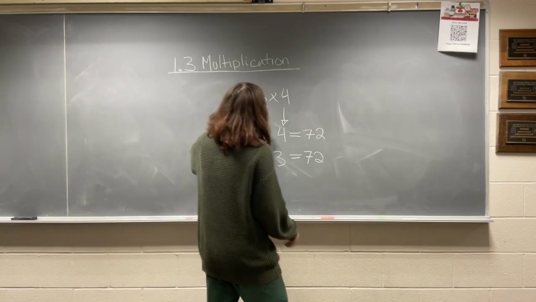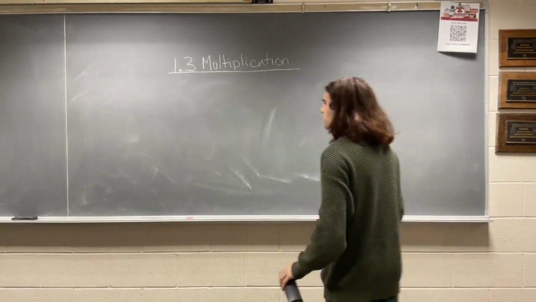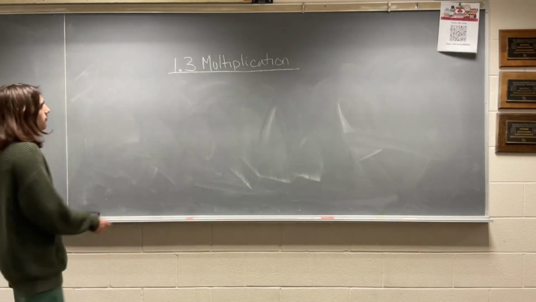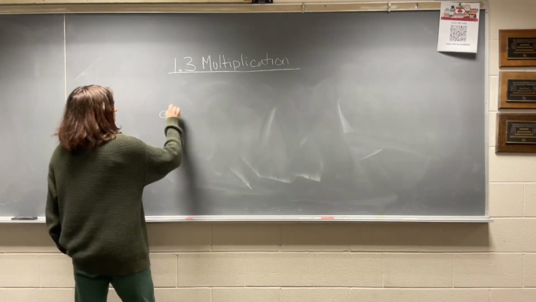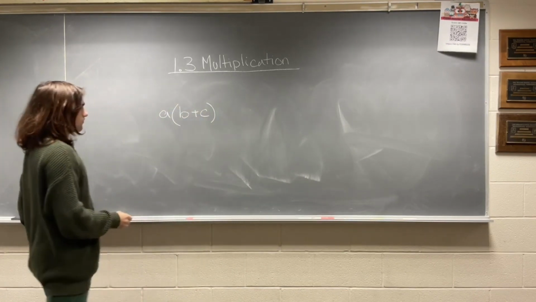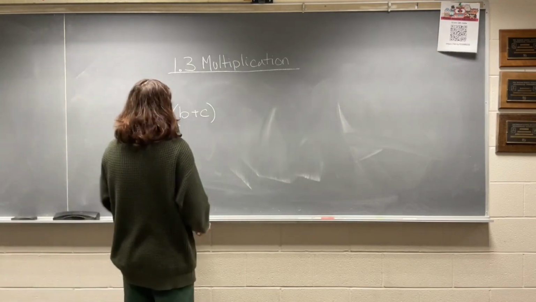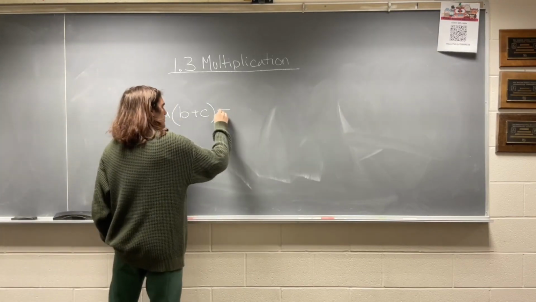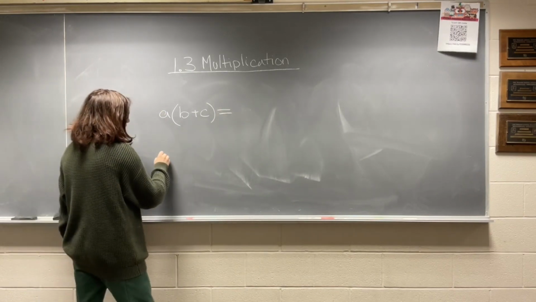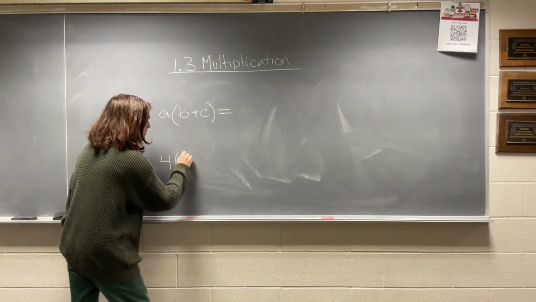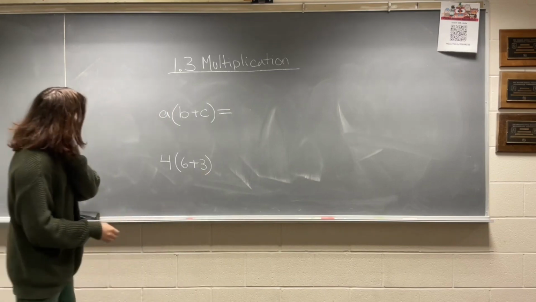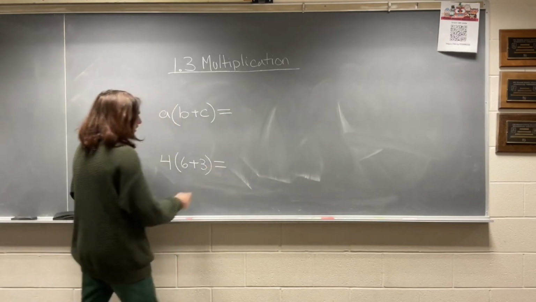And also, multiplication is distributive. So let's say we have some number A times B plus C. Let's go ahead and look at this with real numbers. And we want to know what this is going to be equal to. So let's say we have 4 times 6 plus 3, right? So what we go ahead and do is we have 2 ways of doing this.